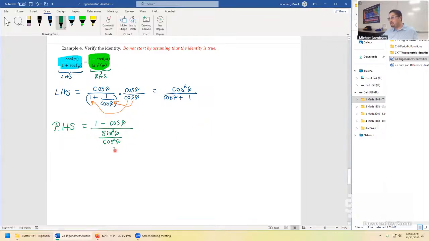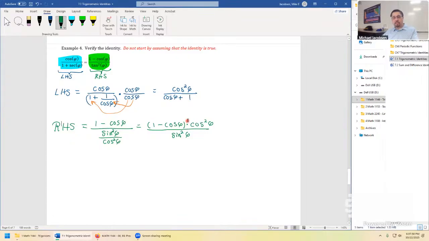Let's clear denominators. Well, that's just going to be multiplying by the reciprocal of that denominator. This is going to turn into 1 minus cosine phi multiplied by, take the reciprocal of that denominator, cosine squared phi. Let me try a little bit harder on that penmanship. Cosine squared phi divided by sine squared phi.